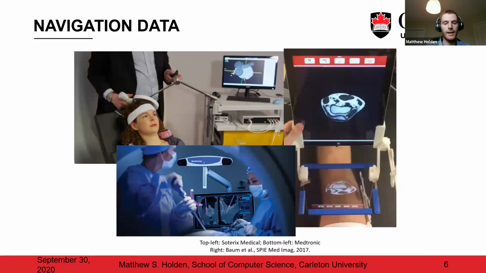Other data we might collect includes navigation data. So in modern computer-assisted surgery, often we have some form of surgical navigation that helps surgeons direct their tools relative to the anatomy. This involves tracking the tools in anatomy. So if we can use this tracking or navigation data, this could facilitate understanding of our surgery as well.